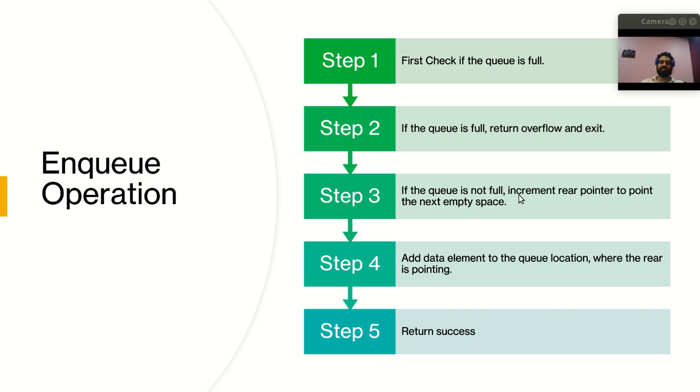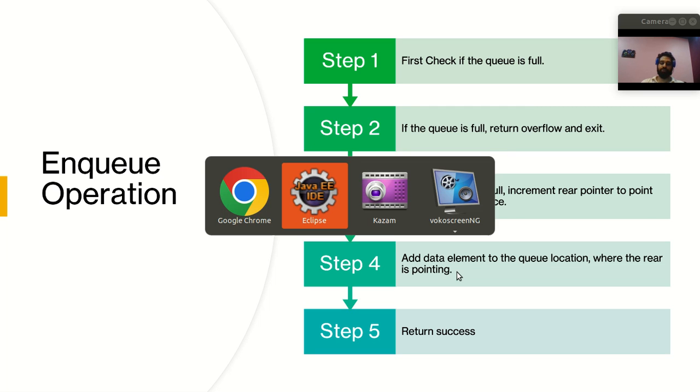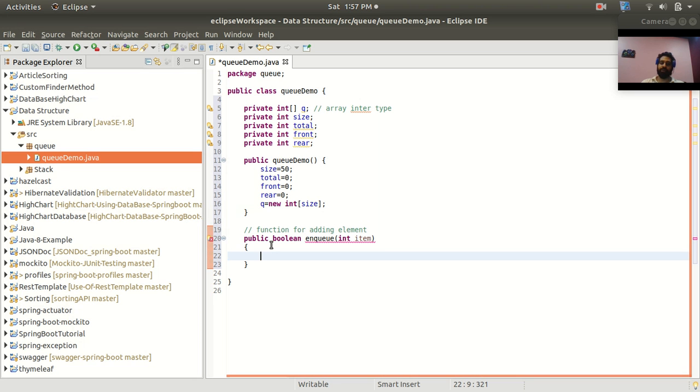So as we insert the data, after that we have to increment the index of the rear, so that the next time it will insert in that part, right? So after adding the element to the queue location where the rear is pointing, we have to increment that by one, and then return success. So this is the logic you have to implement inside your enqueue.